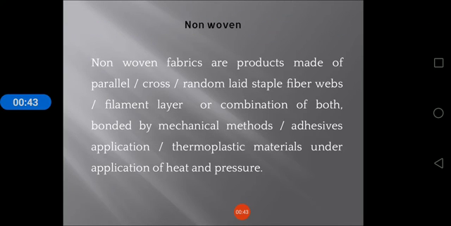nanowind fabrics are products made of parallel, cross, random, layered, staple fibers, webs, filament layers, or a combination of both, bonded by mechanical methods, adhesives applications, thermoplastic materials under application of heat and pressure.